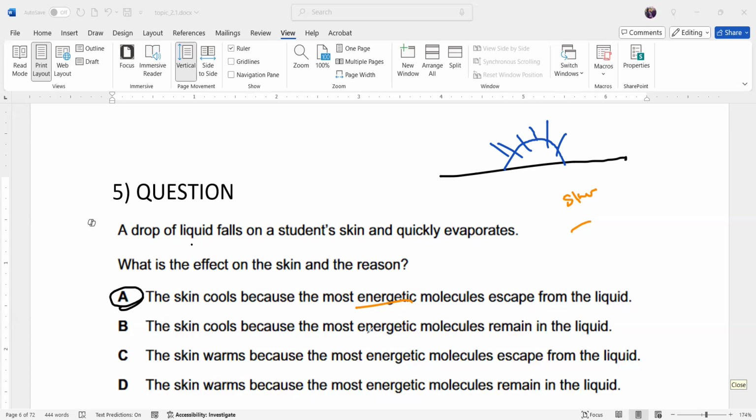So the skin cools because the most energetic molecules escape, leaving the remaining molecules with low energy. Evaporation is a cooling process, not a heating process. So A is the valid answer here.